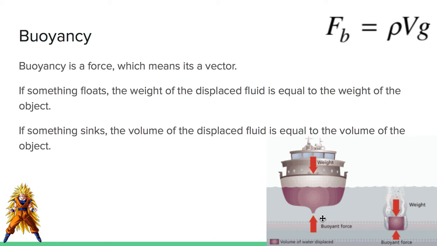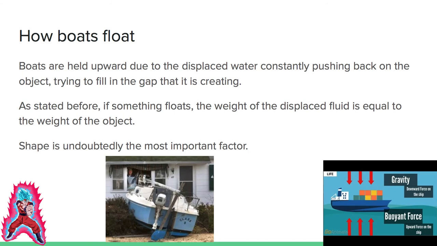As you can see in the diagram on the right, the boat on the left is floating because the displaced fluid is equal to the weight. However, the object on the right is sinking because the displaced fluid is equal to the volume of the object.